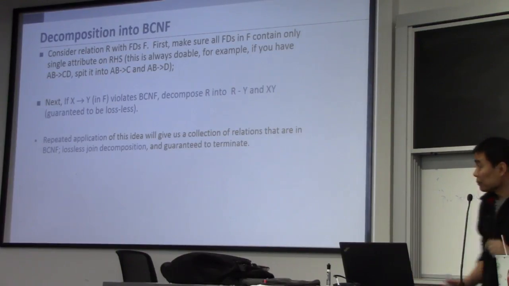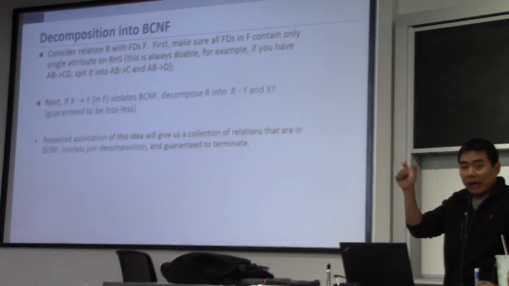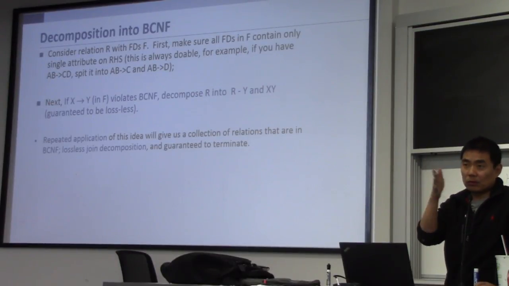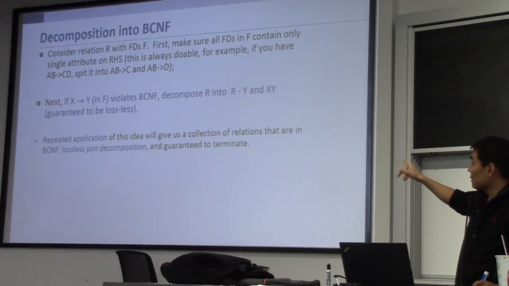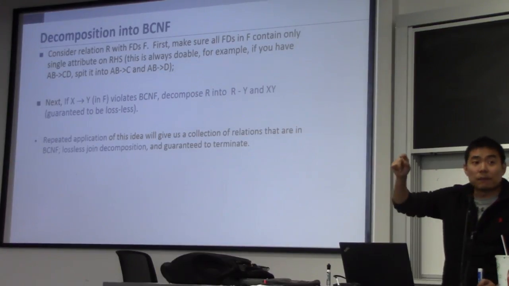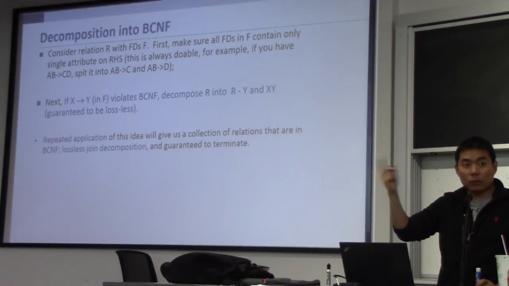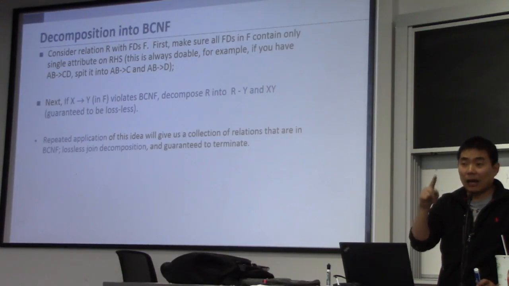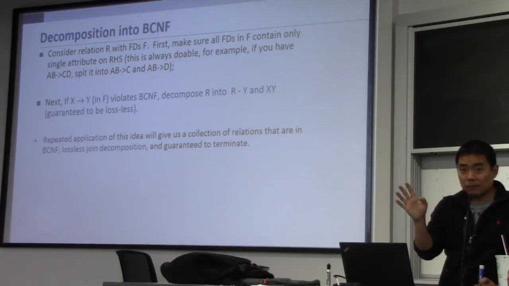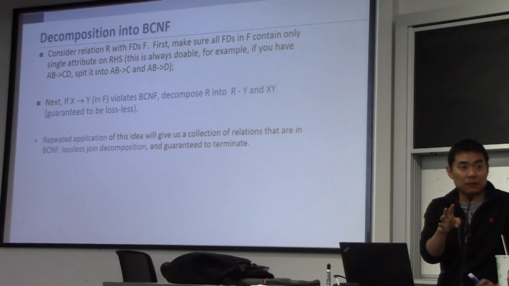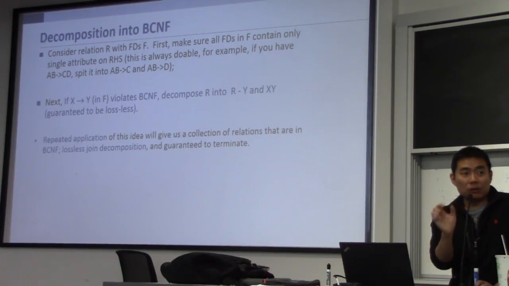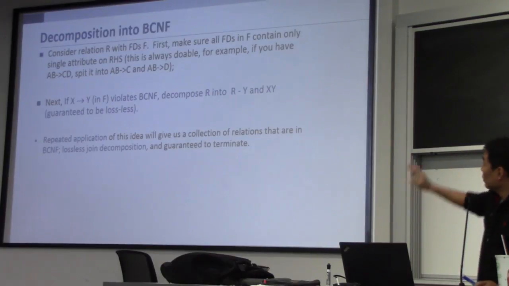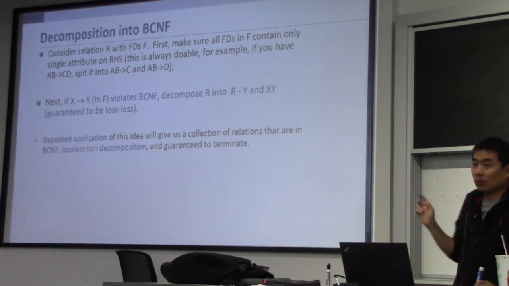Now step number 2. Now go through every functional dependency in F, one by one. If you find a functional dependency X determines Y in F that has violated BCNF requirements, what does that mean? That means it is not a trivial functional dependency, meaning Y is not a subset of X, and X is not a superkey. If this is the case, then X determines Y must have violated BCNF requirements. As soon as you find one such dependency, you decompose R into R minus Y and XY.